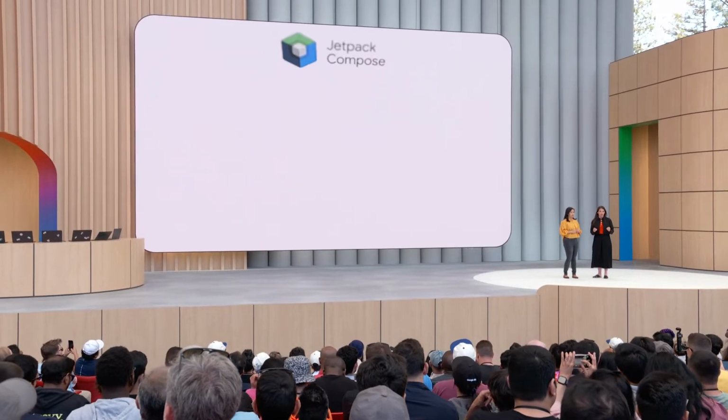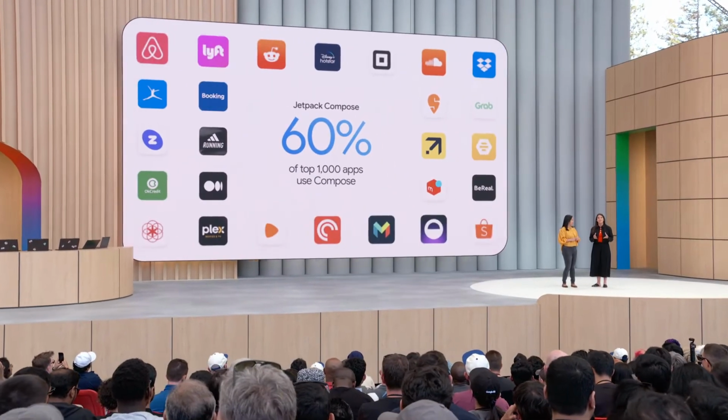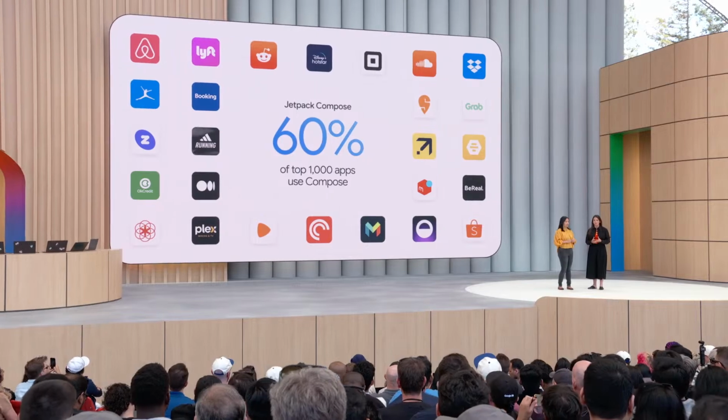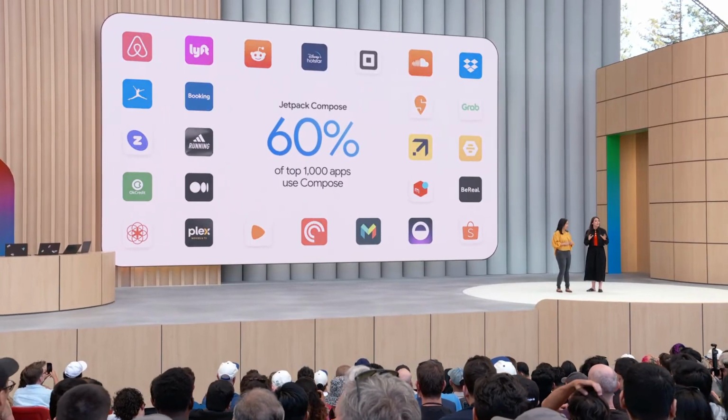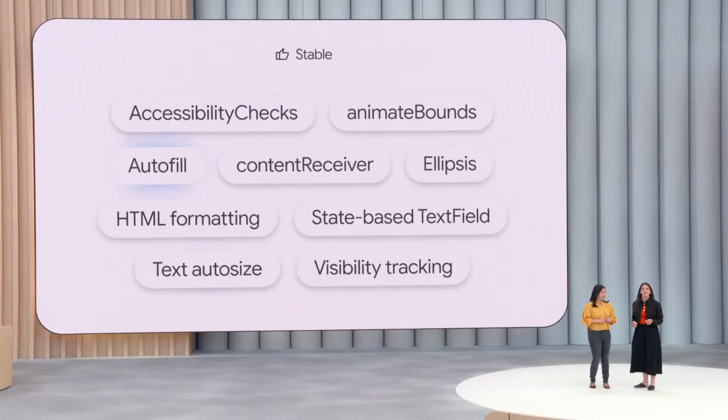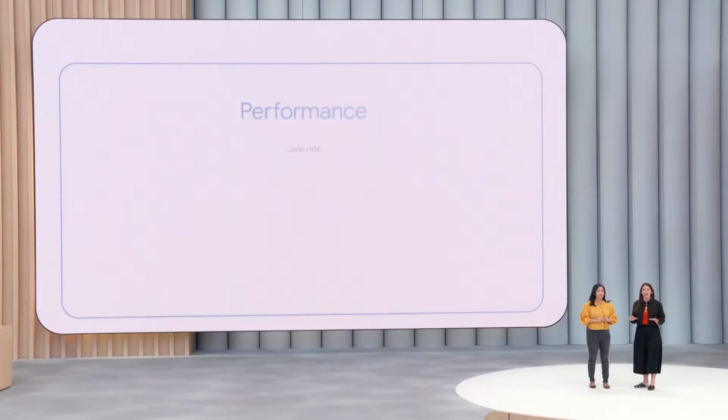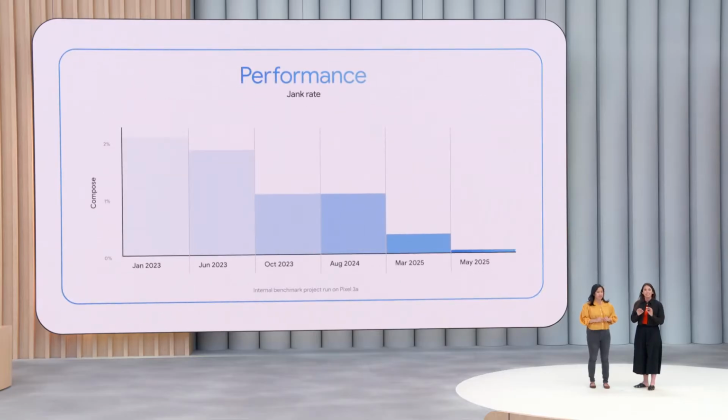60% of the top 1,000 apps take advantage of the development speed Compose offers. The latest stable release brings the features you've requested, like autofill, text autosize, and visibility tracking. We're focused on making Compose performance better and better. In the latest release, we see barely any janky frames on an older generation Pixel device.